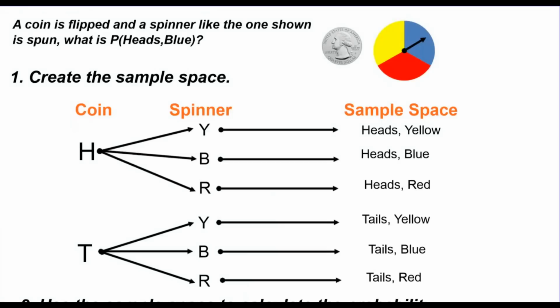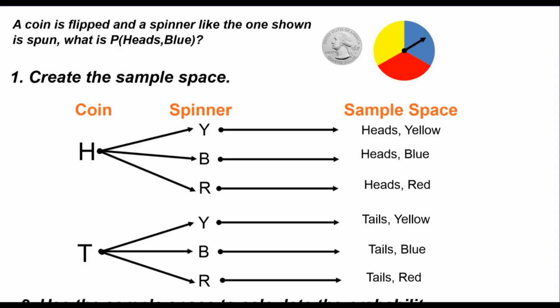Let's take a look at an example of a compound event. Here I have a coin and a spinner. And the spinner is divided into three equal sections: red, yellow, and blue. And then we have just a quarter that we're going to flip. So the coin is flipped and a spinner like the one shown is spun. What is the probability of it landing heads and blue like shown?